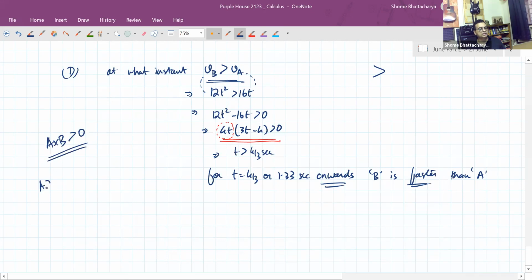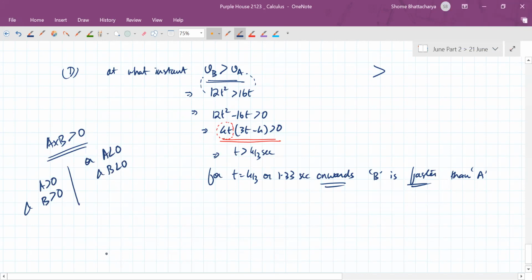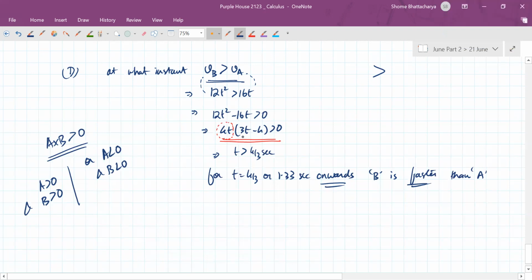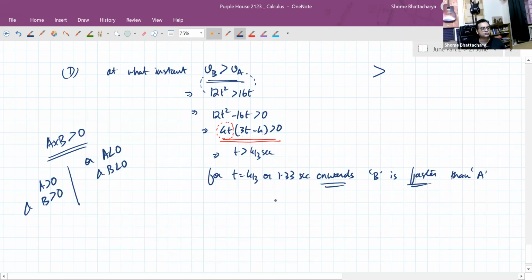Okay, if I say A into B is greater than 0, what does it mean? That either A is greater than 0 and B is greater than 0, or A is negative and B is negative. Is that your understanding? Yes, sir. The product of two terms is positive only when either both of them are positive or both of them are negative. Simple, sir. Now here, what about 4t? It's a positive quantity, na? Time cannot be negative.